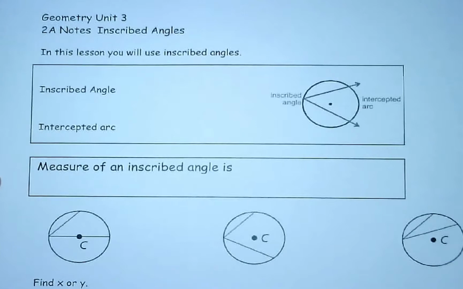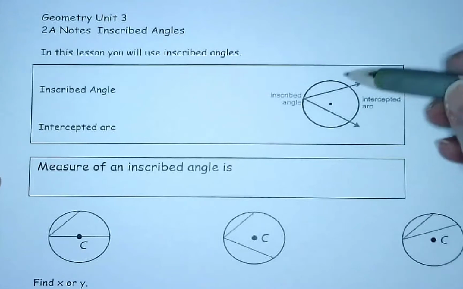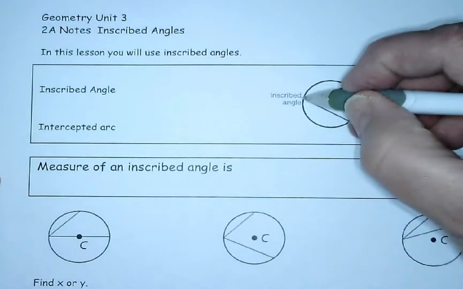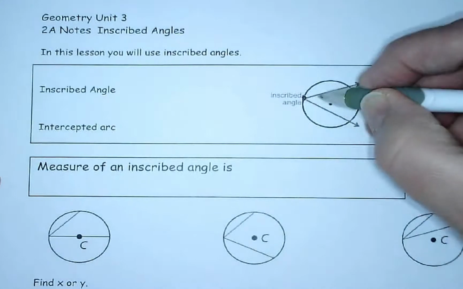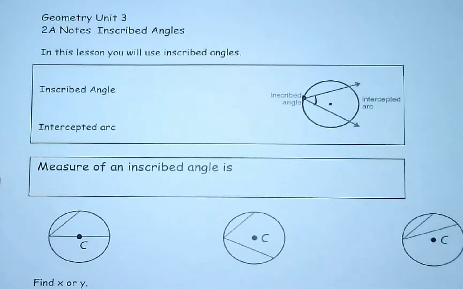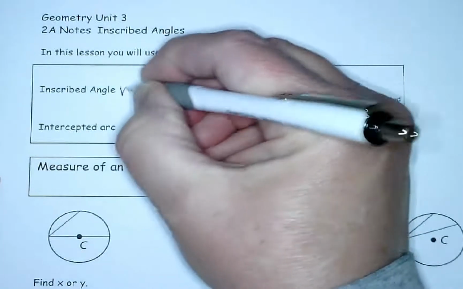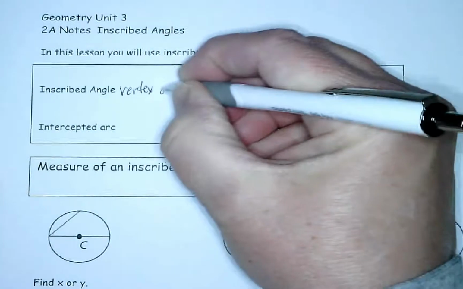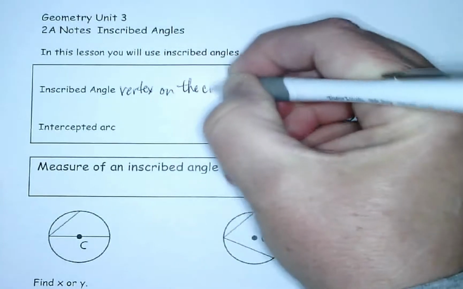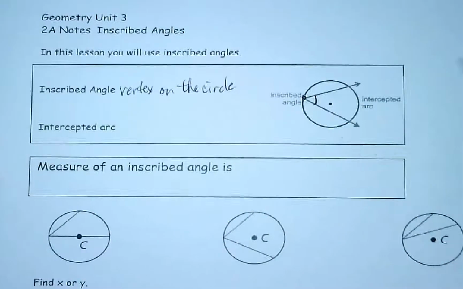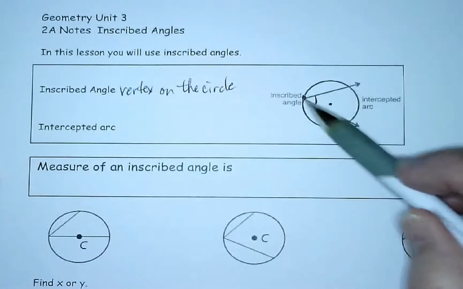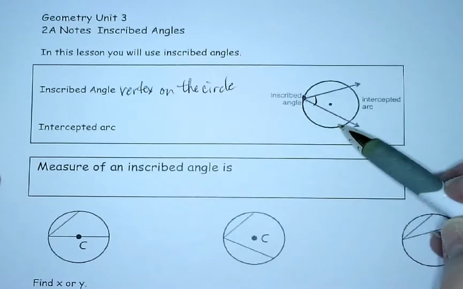If you remember with the vocabulary, we talked about the word inscribed meaning inside. So an inscribed angle is an angle whose vertex is on the circle and the angle is inside the circle. So an inscribed angle has its vertex on the circle. The sides of that angle are going to be chords within that circle.